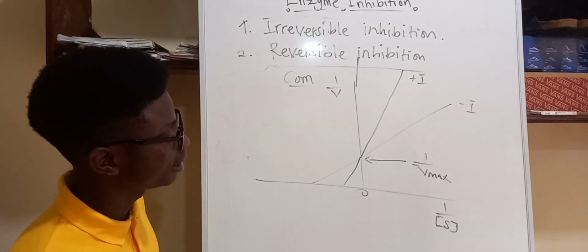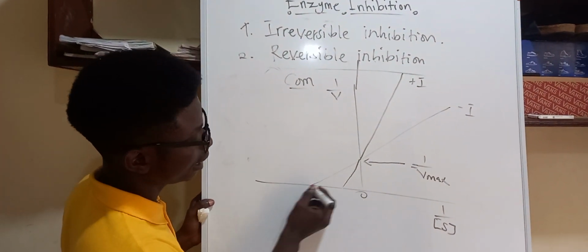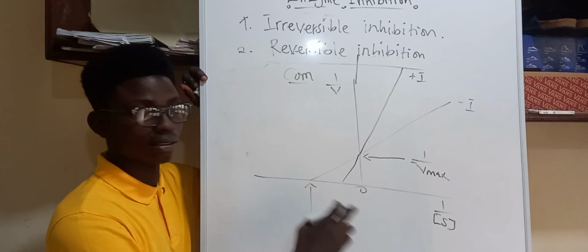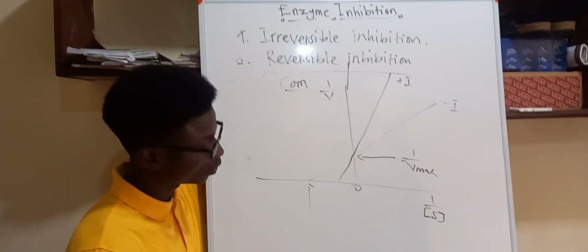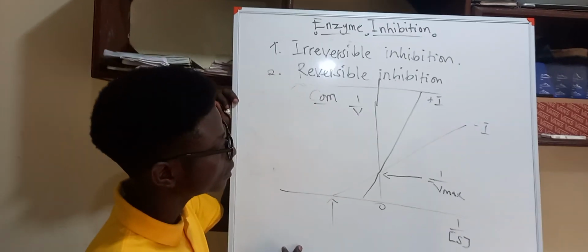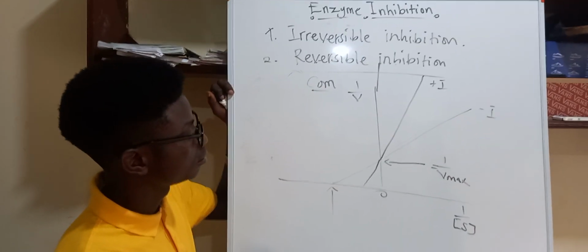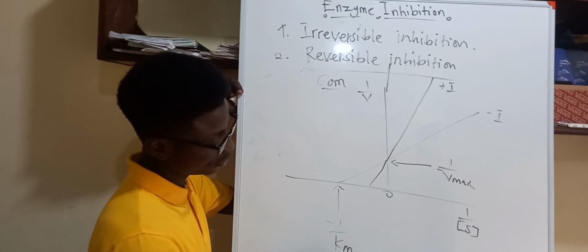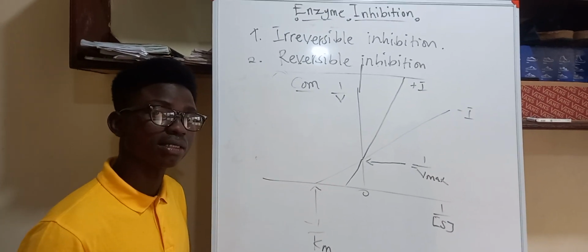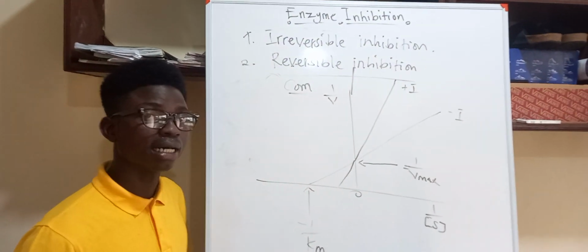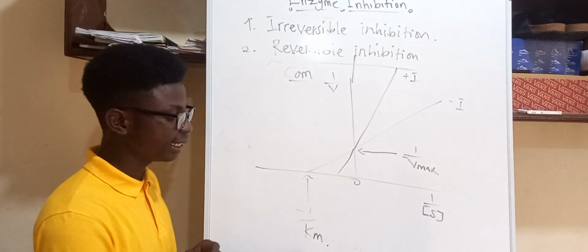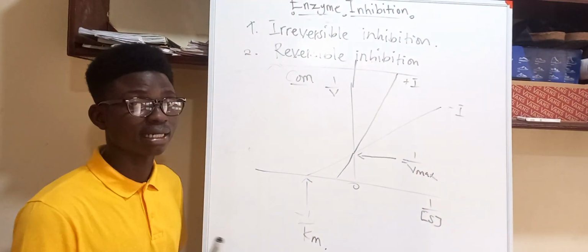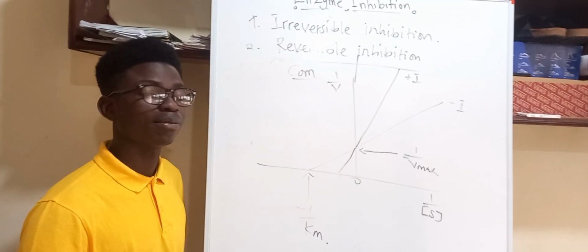Okay, right. And here for the inhibitor, its x-intercept, its mark here on the S axis, will be equal to minus 1 over Km. Now I'm pretty sure you understand what the Km is, because in our last video that is what we dealt with. The Km is the Michaelis constant, and I explained it in my last video. So if you want to understand the Michaelis constant, you can check my last video.